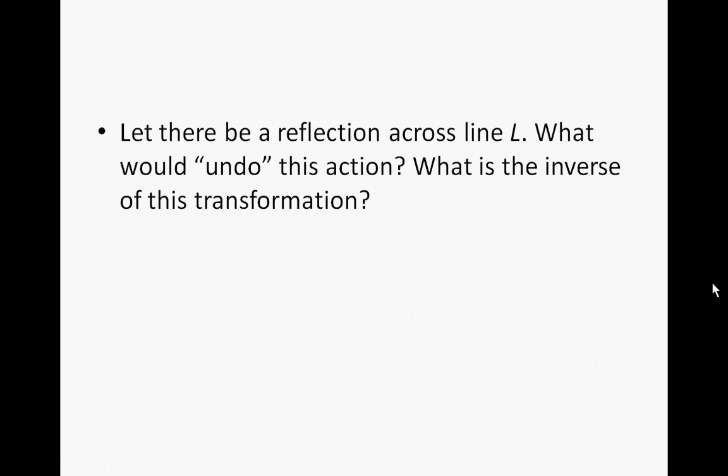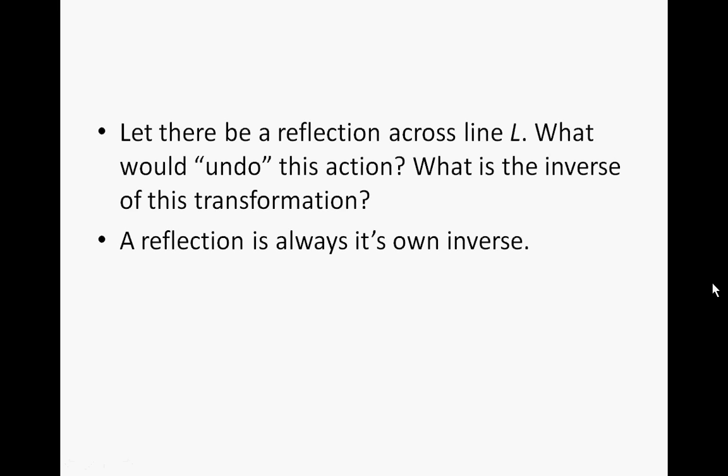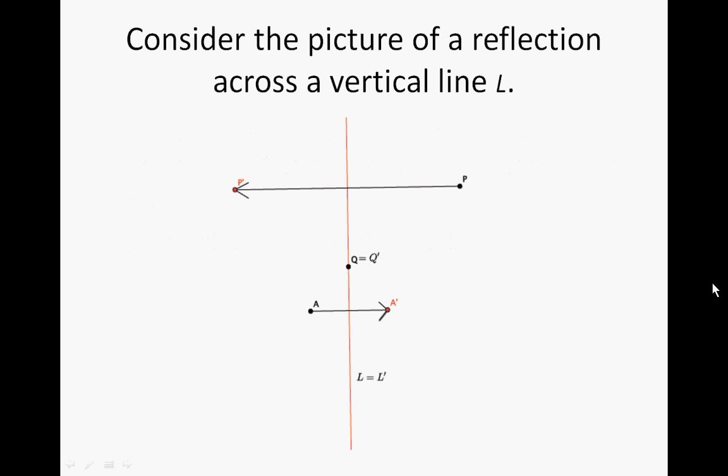So let there be a reflection across line L. What would undo this action? What is the inverse of this transformation? A reflection is always its own inverse. So consider the picture of a reflection across a vertical line L. Notice how P is being reflected to P prime, Q is equal to Q prime, A is being reflected across to the right to A prime, and of course the L reflected along itself is equal to L prime.